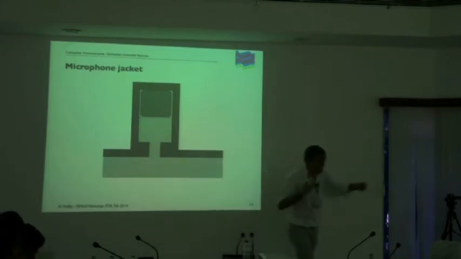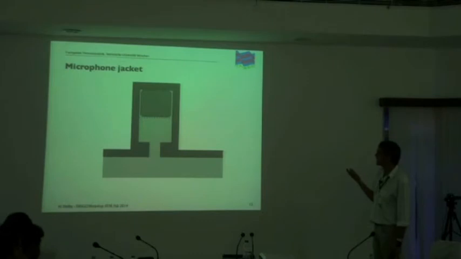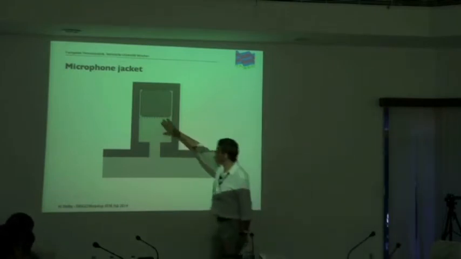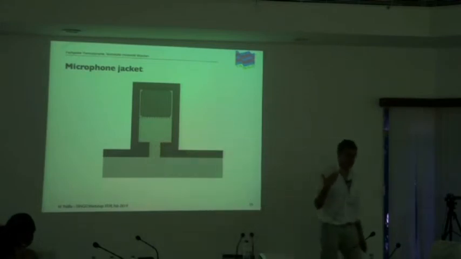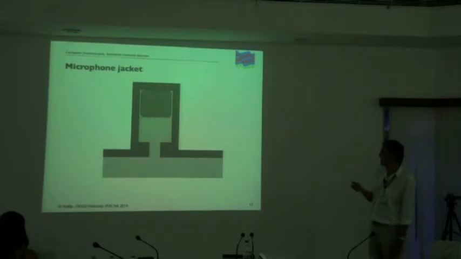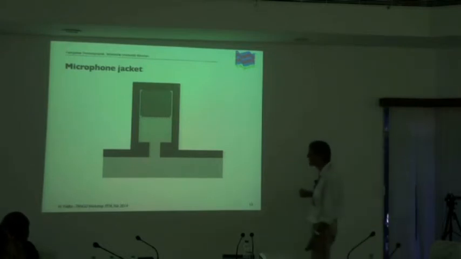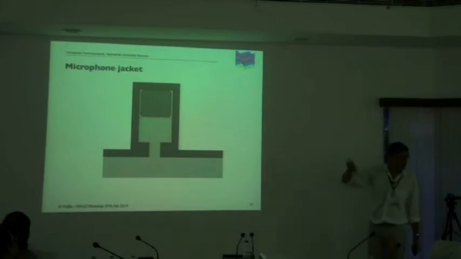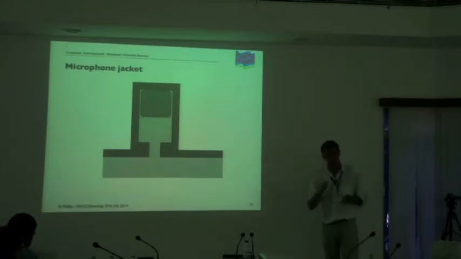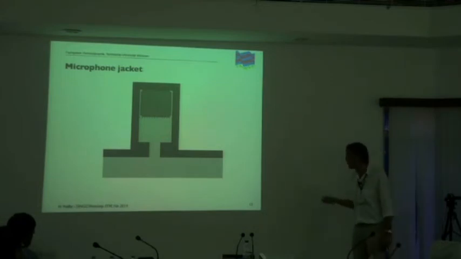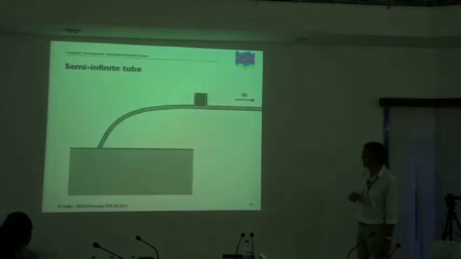But of course, as frequencies go up, you run into the problem that this system, this cavity with the neck, is also an acoustic resonator. So it's a Helmholtz resonator, and if the frequencies come up to the range where the Helmholtz resonator feels comfortable resonating at its eigenfrequency, your results are completely garbage. Your phases and your amplitudes are just plain wrong. So you should always try to make these jackets as small as possible to push up the resonant frequencies. Or use another measurement principle, the so-called semi-infinite tube.